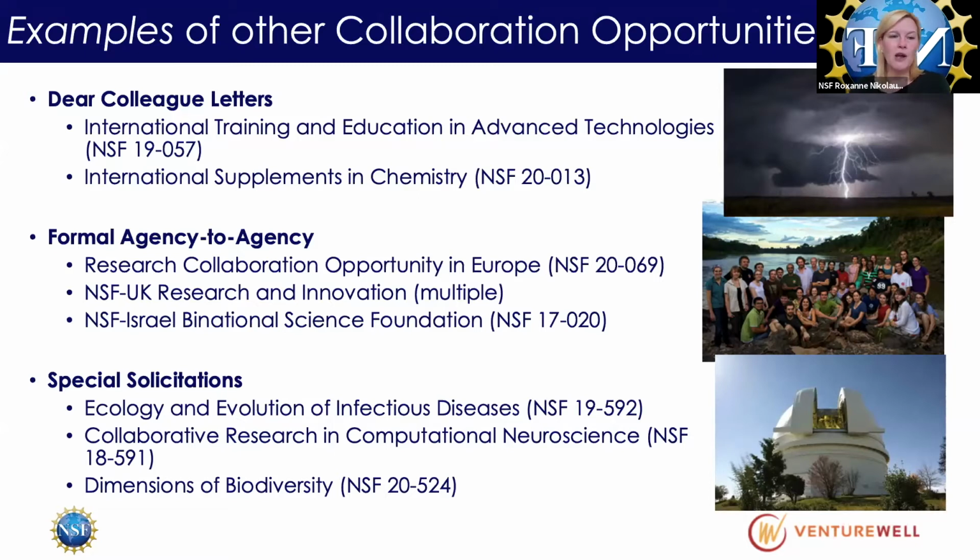And finally, another mechanism that we use are special solicitations. So special solicitations spell out a specific opportunity in a certain area of research or a certain field. So you can see there another few examples of infectious disease, which is unfortunately very timely right now. Computational neuroscience, biodiversity, those are just a few examples. So again, you can get more information on these specific opportunities by doing a search, and OISE is always happy to answer any questions. We have a staff webpage where you can find folks who work on certain countries and regions.